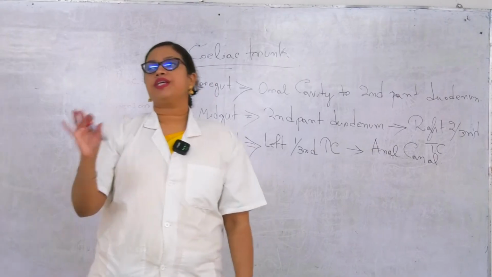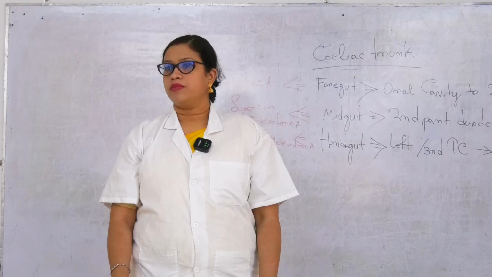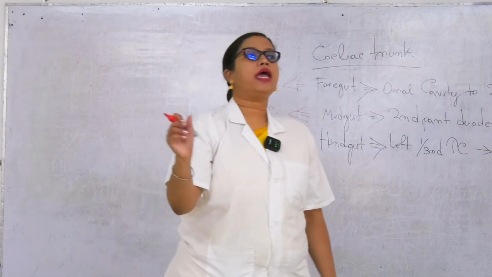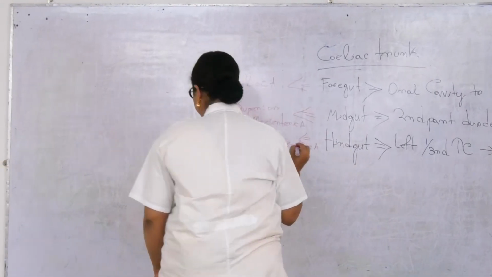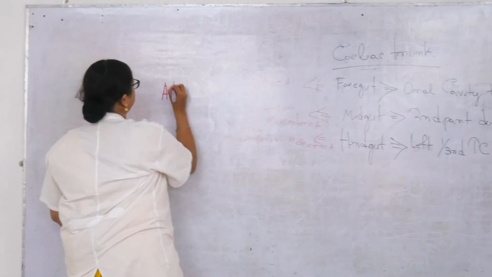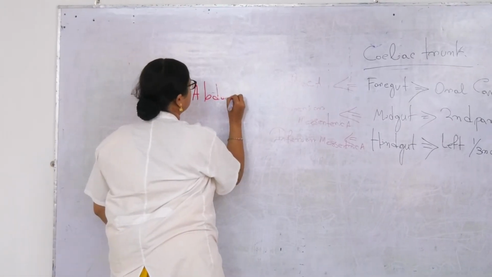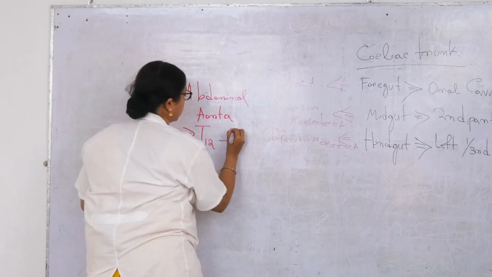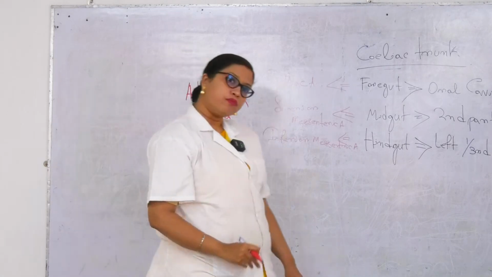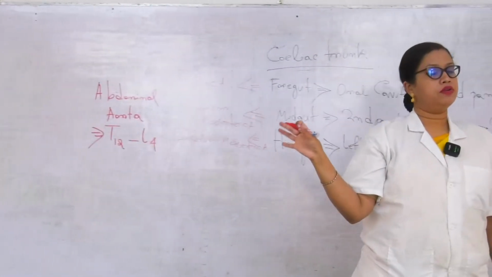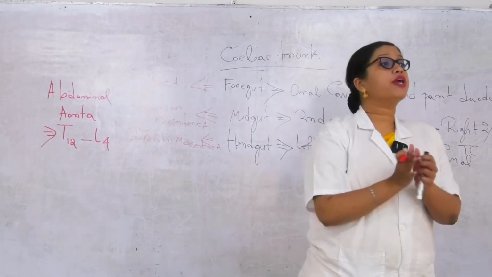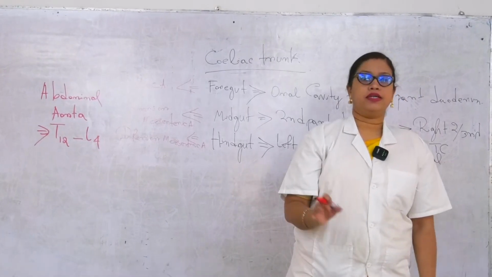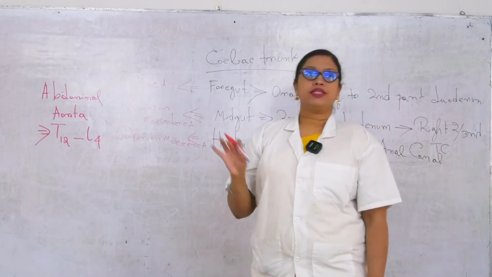So now the next question is, what is the vertebral level? At first I told you the extension of the abdominal aorta. Write it down. Extension of abdominal aorta, from where to where? T12 to L4, not L5. At L4 it will complete. At L4 the abdominal aorta will bifurcate into the two common iliac arteries. So this is the bifurcation, this is the vertebral level.